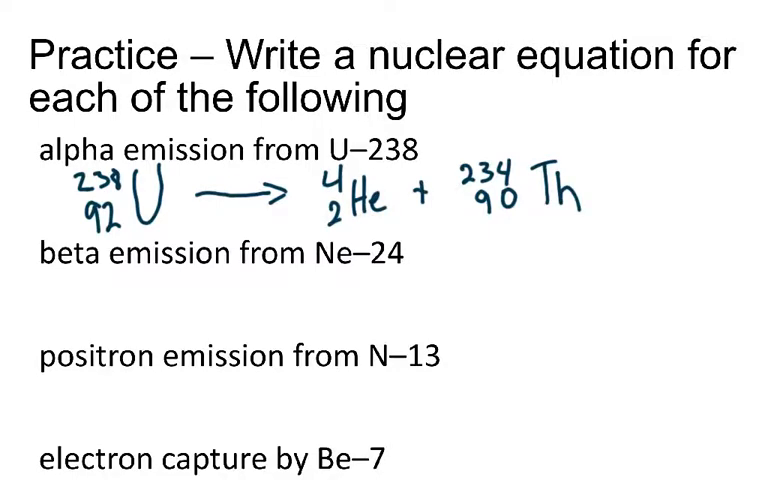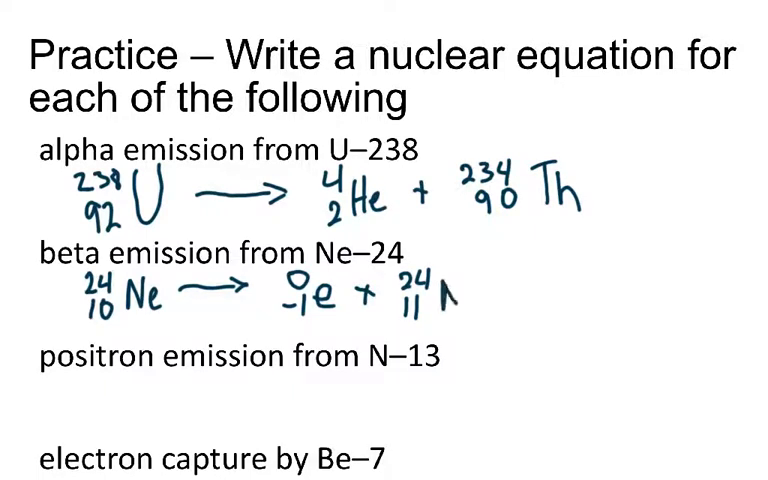All right, beta emission from neon-24. So 24, neon is number 10. We're emitting a beta particle, which is a 0 minus 1e. It's electron-like. And so then our mass number does not change. Our atomic number is going to go up by 1. So we're going to end up with an 11. And element number 11 is sodium.